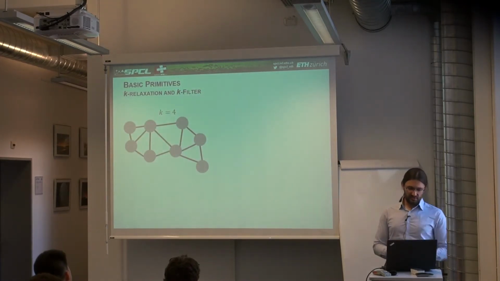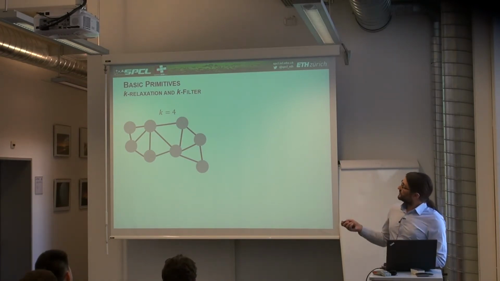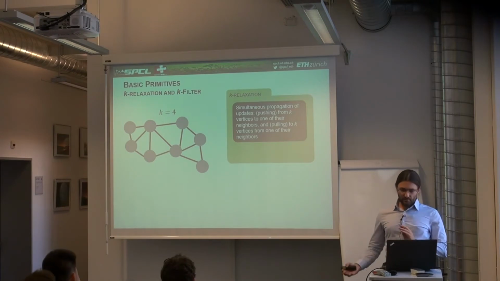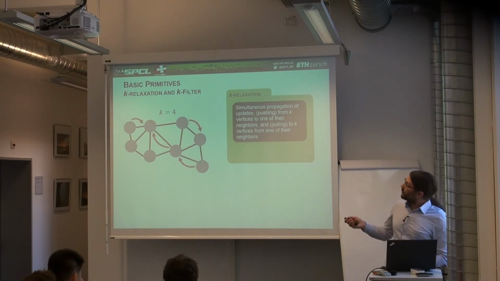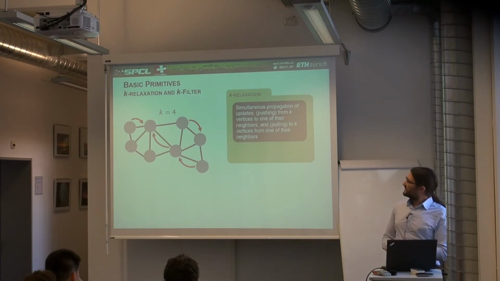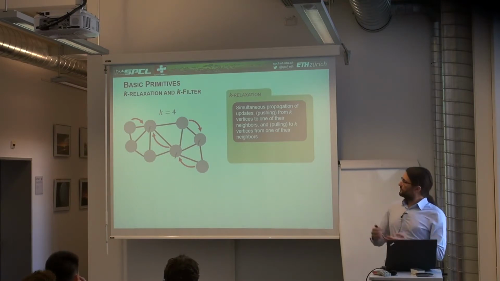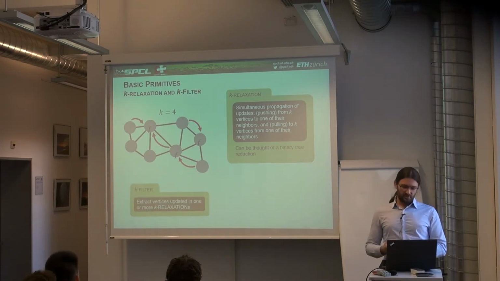Now the cool thing is that, in deriving all these complexities for all these variants, we were able to use some very primitive operations as the basis. We took the so-called k-relaxation and k-filter primitives. K-relaxation is an operation in which we simultaneously propagate updates in pushing from k vertices to one of their neighbors. So if k equals 4, and we have our graph here, we apply some propagation from 4 vertices to one of the neighbors and possibly apply some function. In pulling, we do it in the other direction. We can think about this primitive as a binary tree reduction, more or less. And then we have k-filter, a simple operation in which we just extract which vertices were updated in one or more of the k-relaxations.